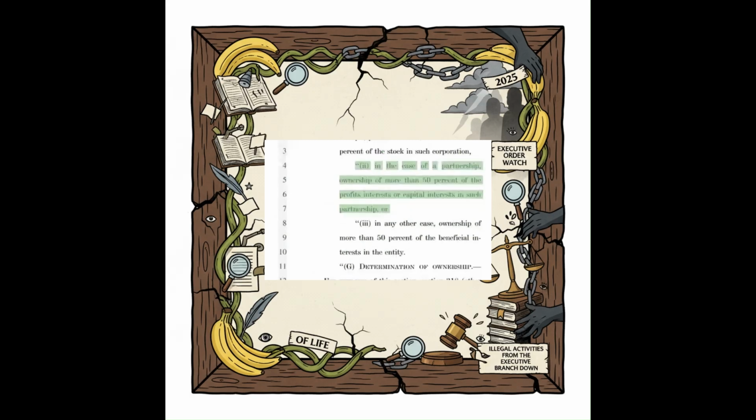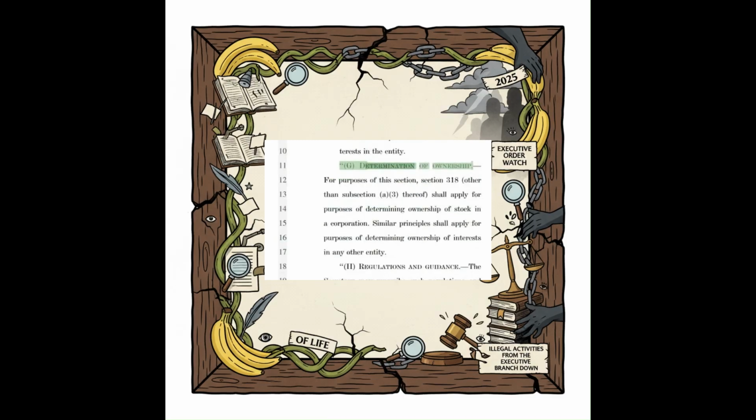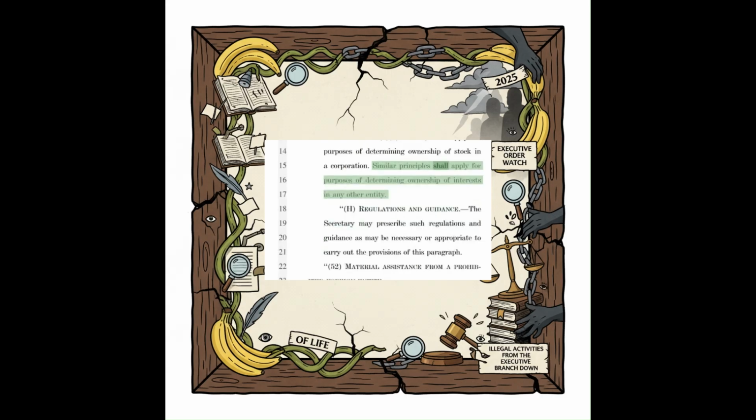942. In the case of a partnership, ownership of more than 50% of the profits, interests, or capital interests in such partnership, or in any other case, ownership of more than 50% of the beneficial interests in the entity. Determination of ownership. For purposes of this section, Section 318 thereof shall apply for purposes of determining ownership of stock in a corporation. Similar principles shall apply for purposes of determining ownership of interests in any other entity.